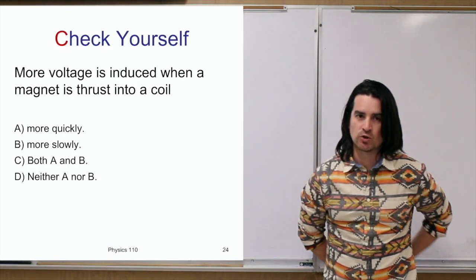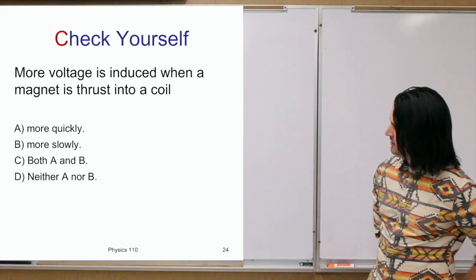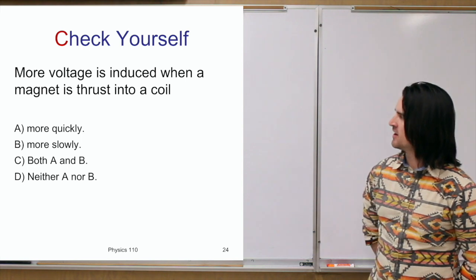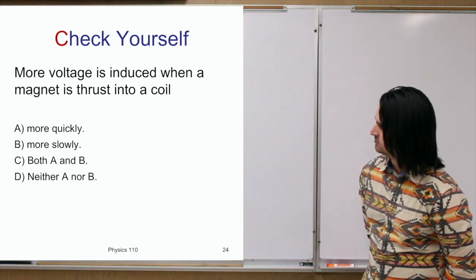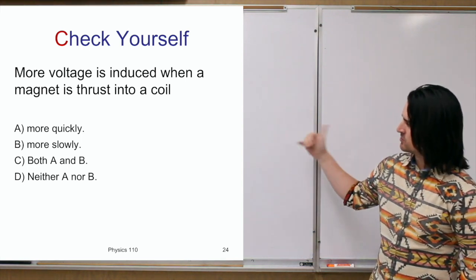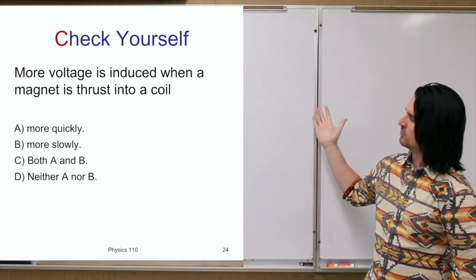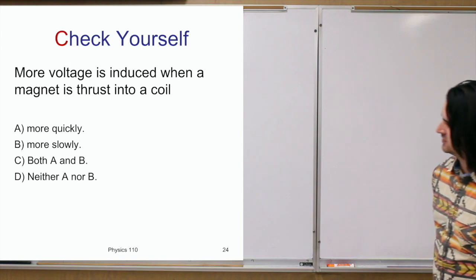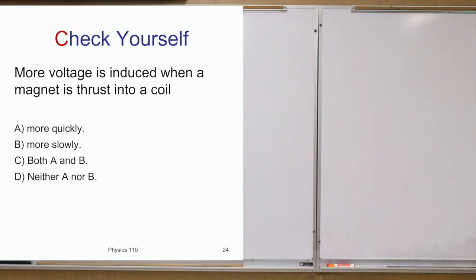Okay, so hopefully a pretty simple question for you then. More voltage is induced when a magnet is thrust into a coil: A, more quickly; B, more slowly; both A and B; or neither A nor B. So take a second and decide which one it is.